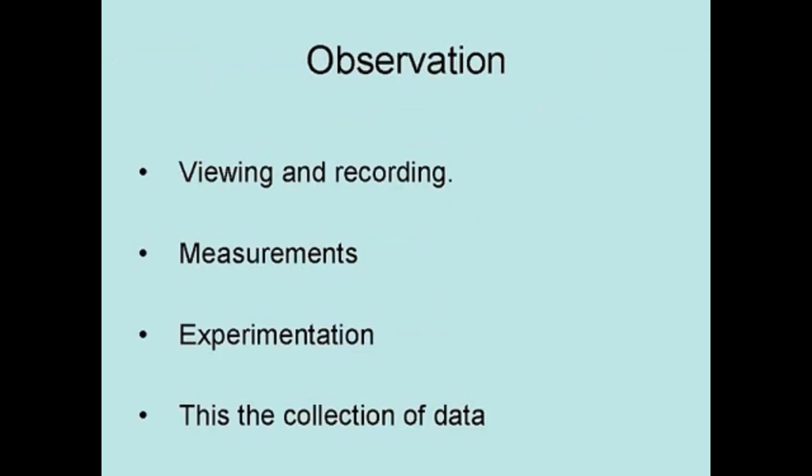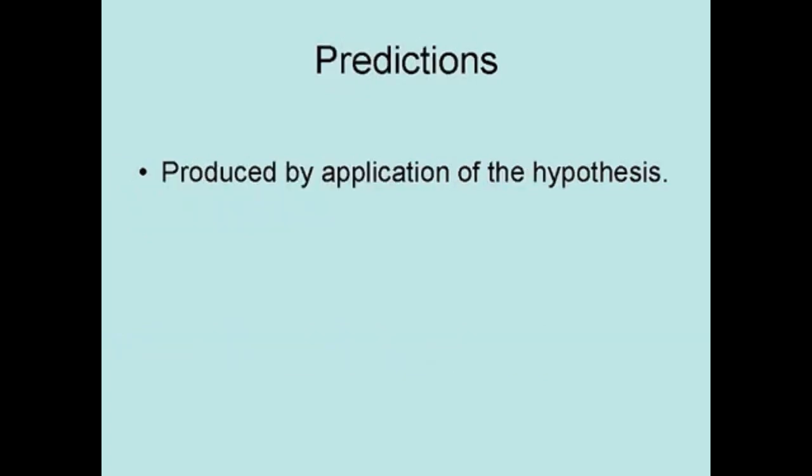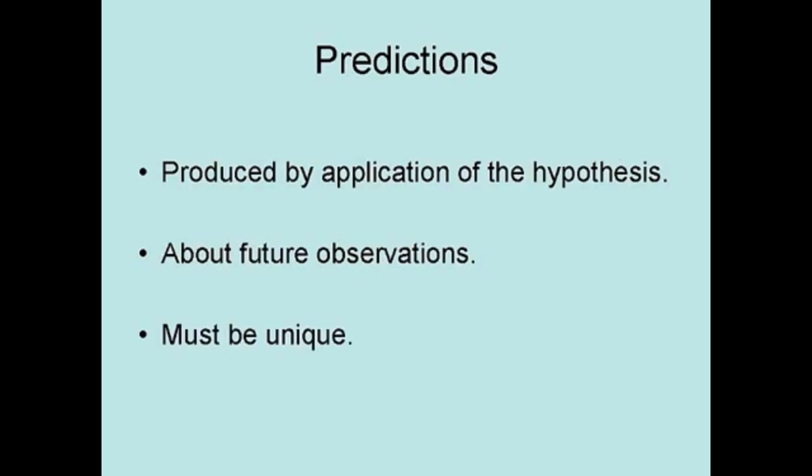Observation involves viewing and recording, making measurements, and conducting experiments. This is the collection of data. A hypothesis is a tentative explanation of an observed phenomenon used to make testable predictions. Predictions are produced by applications of the hypothesis about future observations. They must also be unique, since a prediction from two or more hypotheses can't distinguish between the alternatives.